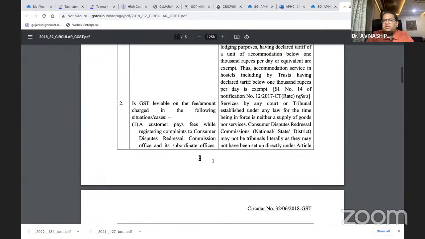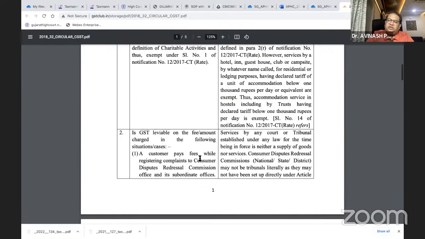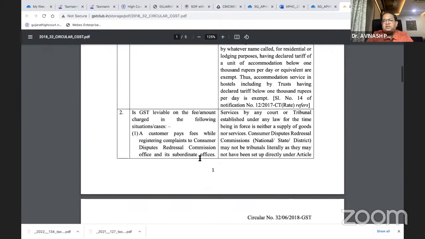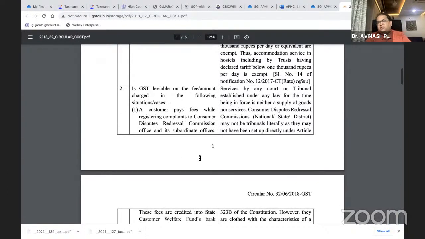Now, this will not be applicable today because it has been amended and this 1000 rupees limit has been done away with. So therefore, now there is no exemption limit for the lodging or guest house for an amount of declared tariff less than 1000 rupees. It is now not applicable.